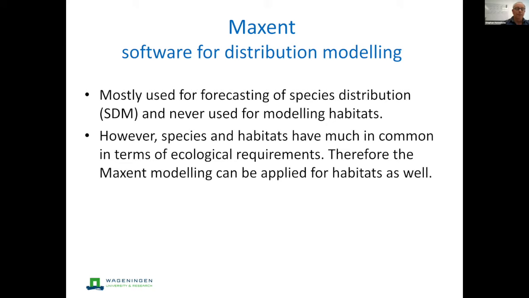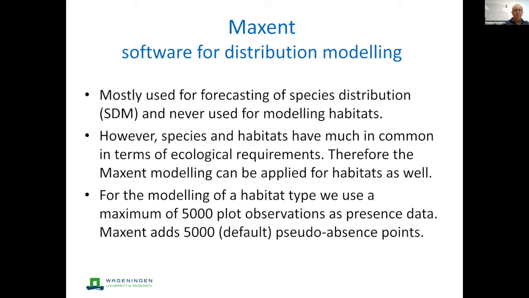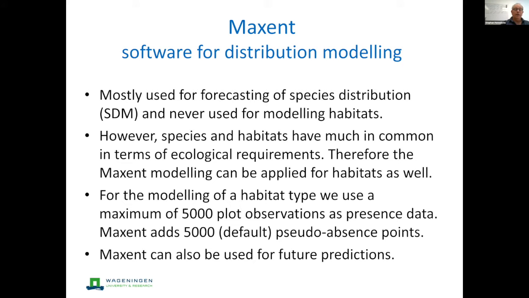For the modeling of a habitat type, we use a maximum of 5,000 plot observations. We do a random sampling on the database. We use it as presence data, and Maxent itself adds 5,000 pseudo absence points as background data. Maxent can also be used for future predictions, actually, but we are not going into that in this demo.